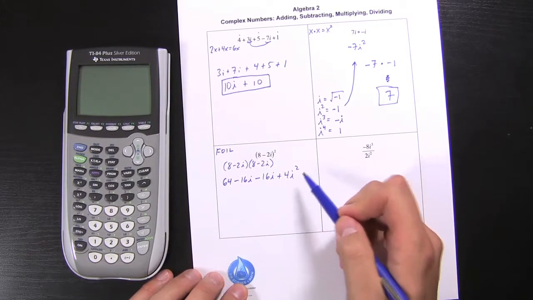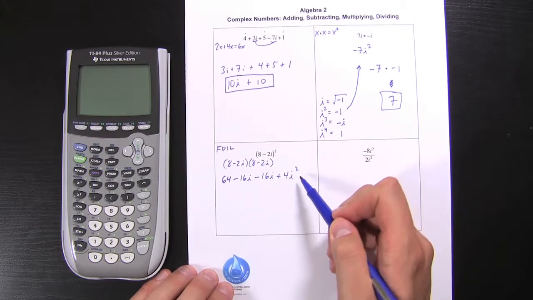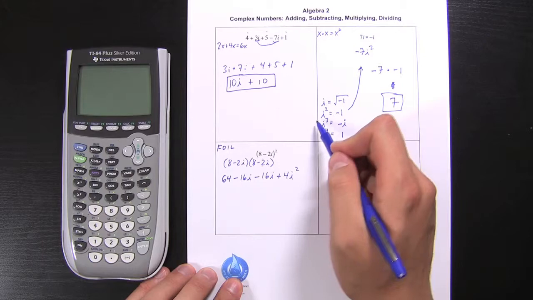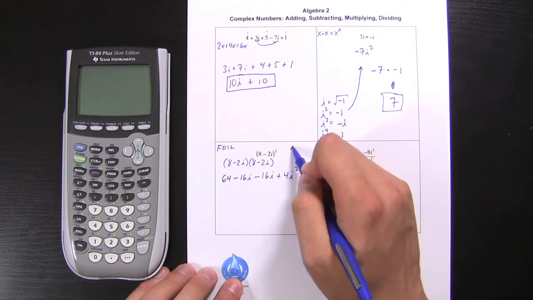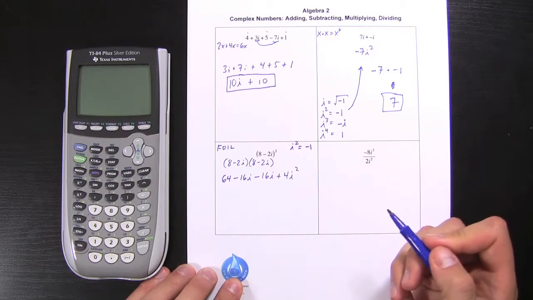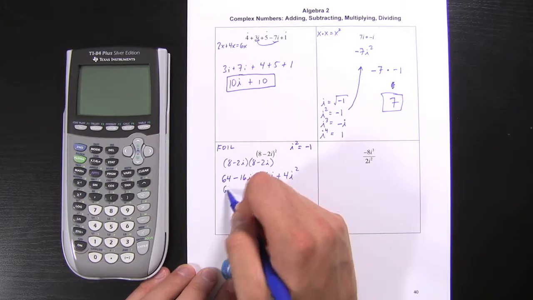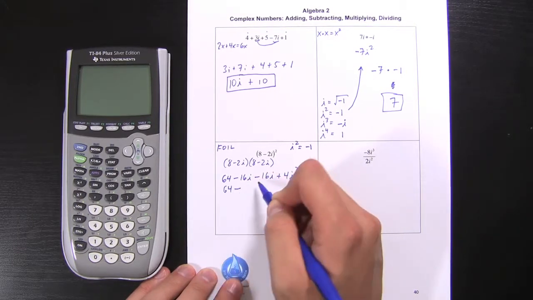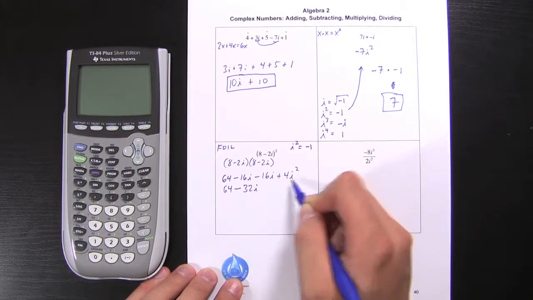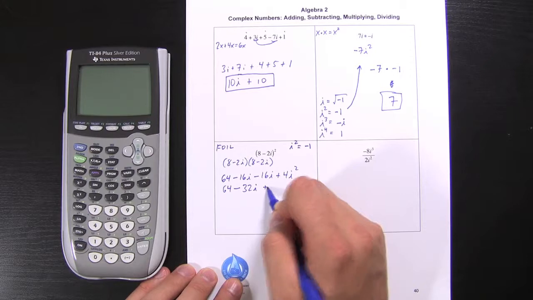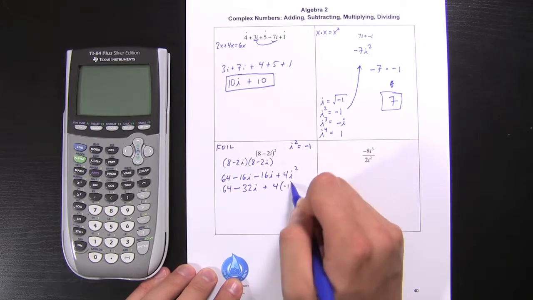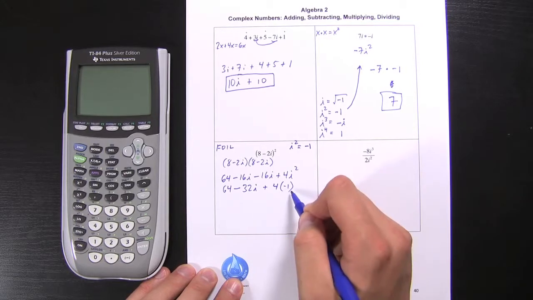Now you may be thinking, wait a minute, I know this i squared business is not as it seems. And I would say, absolutely, right? You remember from the previous problem, i squared is the same as -1. So while we can combine some like terms, right, we can combine these two and make -32i, we're going to transform this a little bit, because this is really 4 times -1, which we know is -4.